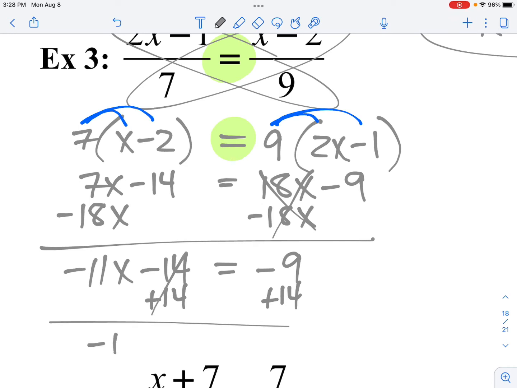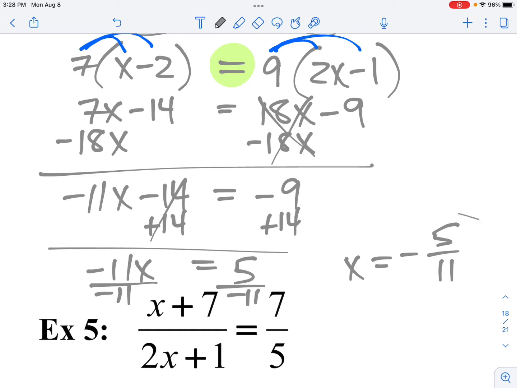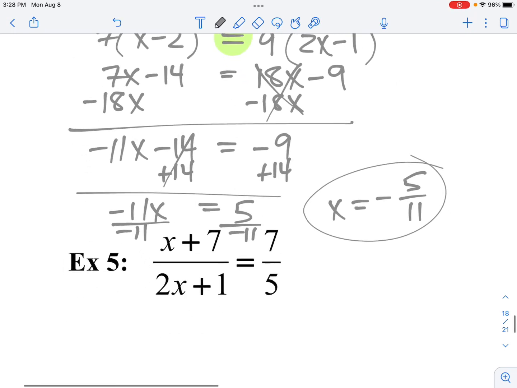I still have negative 11x. And negative 9 plus 14 is 5. Now all I need to do is divide by negative 11. The opposite of multiplying by negative 11 is dividing by negative 11. And I get x equals negative 5 over 11. You can leave it like that as a fraction.